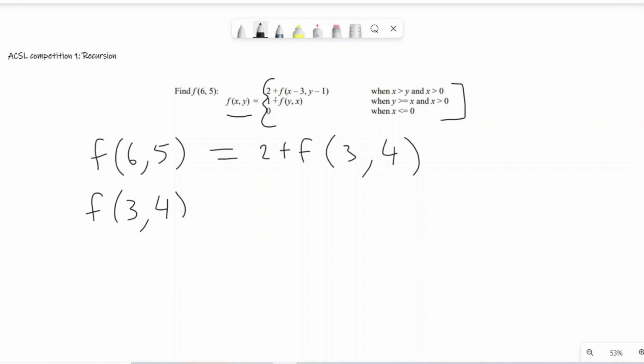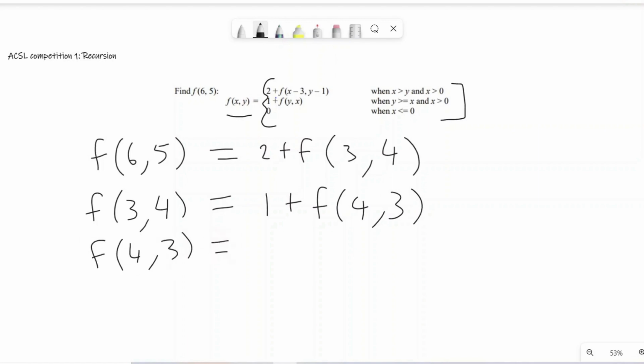Okay, now we have to find what f of 3, 4 is to continue solving. So f of 3, 4 would equal, and now we have to look at our conditions again. So obviously x is no longer greater than y, so the first condition does not match. If we look at the second condition, it says when y is greater than or equal to x and x is greater than 0, and this is true, so we have to use the second function, 1 plus f of y, x now, as you can see. That's a little bit of a tricky way of putting that, but it's y, x, so now we have to switch it. So now it becomes 4, 3.